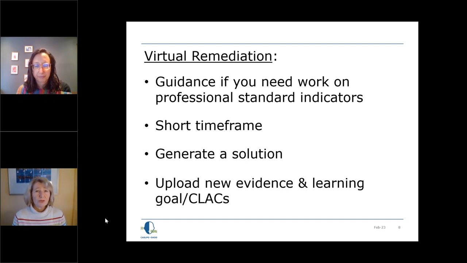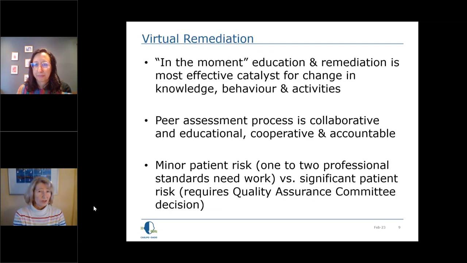So why do we do virtual remediation? I know that we reached out to some other regulatory health colleges and it became very clear that at the moment, education and remediation is one of the most effective catalysts for change in knowledge, behavior, and activities. The idea of the peer assessment process is that it is collaborative and educational. It is a peer who is coming to chat with you about your practice. So the idea is cooperative and that you're accountable. If the indicator is one that is a minor patient risk versus a significant patient risk, then this is something where you would do some virtual remediation.